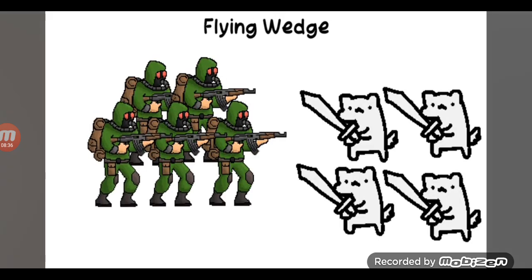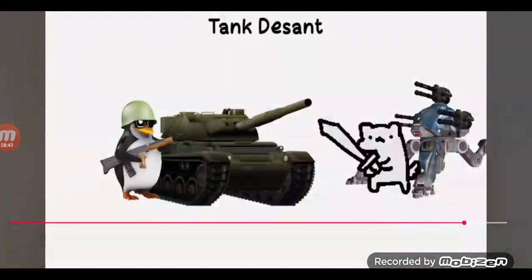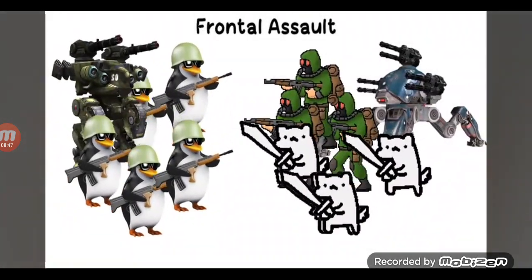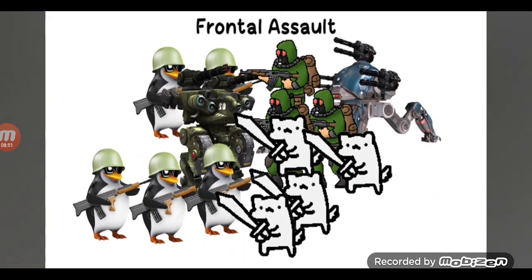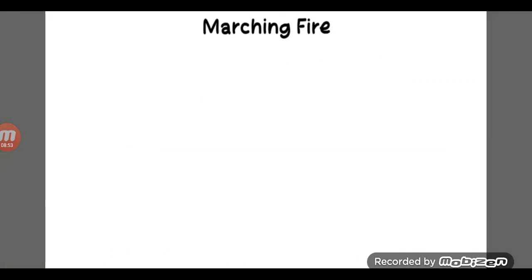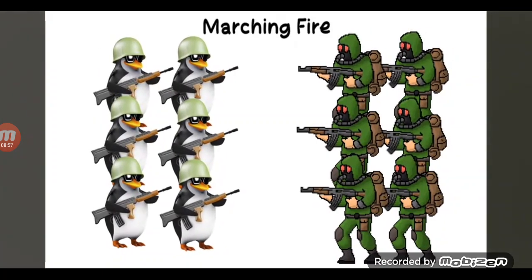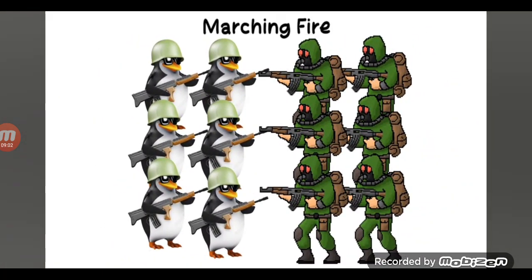Flying wedge is a tactical formation where troops are arranged in a V shape to penetrate enemy lines, concentrating force at the tip to break through. Frontal assault is a military tactic where forces directly attack the enemy's front line, aiming to breach their defenses and overwhelm them through sustained fire and manpower. Marching fire is a tactic where troops advance while continuously firing their weapons to suppress the enemy and maintain offensive momentum.